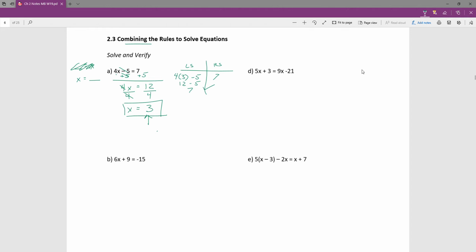I'm going to do D. Oh, let's do B next because it steps up in difficulty. So I'm going to start by subtracting 9 from both sides. I get 6x equaling a negative 24. Dividing both sides by 6, I get x equals a negative 4.